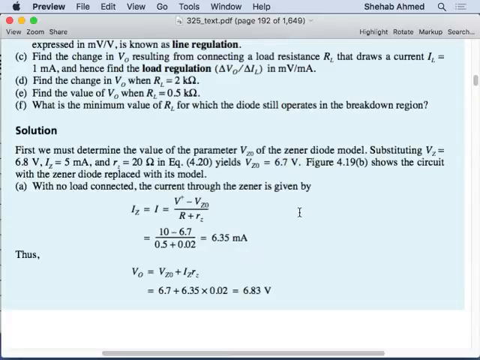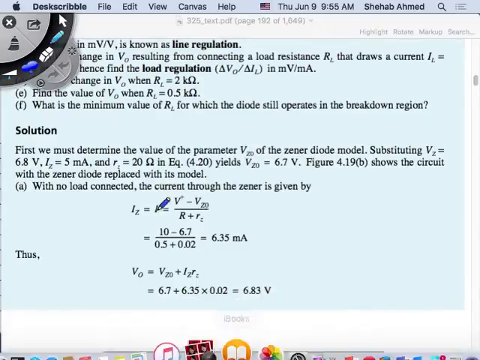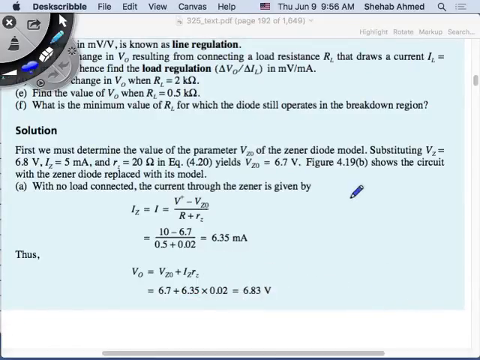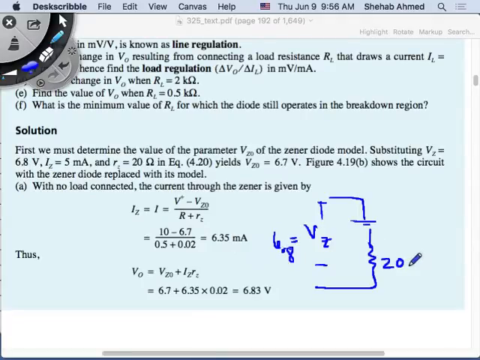So if you just have the VZ0, you are given VZ is equal to 6.8 volts, and you're given this as 20 ohms, and you're given this as 5 milliamps. What's missing here? VZ0. VZ0, they calculated that as 6.7 volts, right? Well, it's given because you're given 6.8 and you're given RZ, so that's a given. You can consider it given, right?